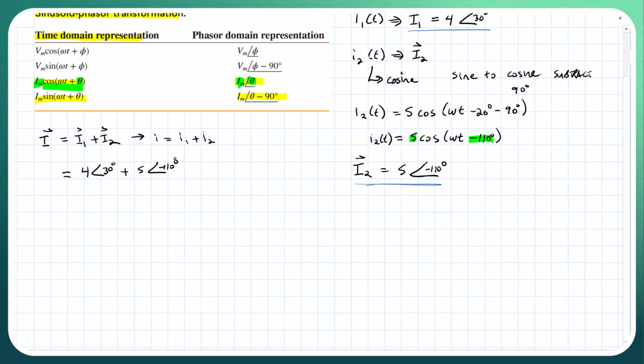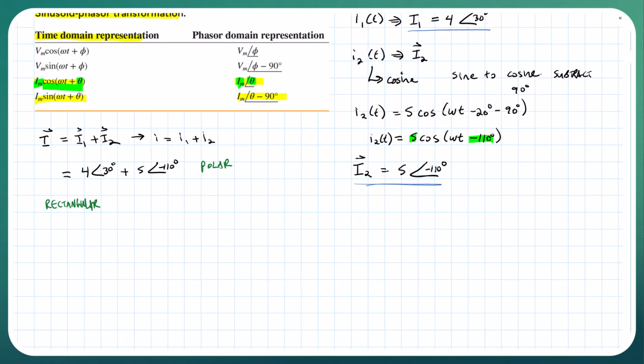But we can't simply add these here. We need to go back and utilize a couple of things. Right now we are in polar format. We want to take it to rectangular format, and then do the addition, and bring it back into polar format. So how do we do that?